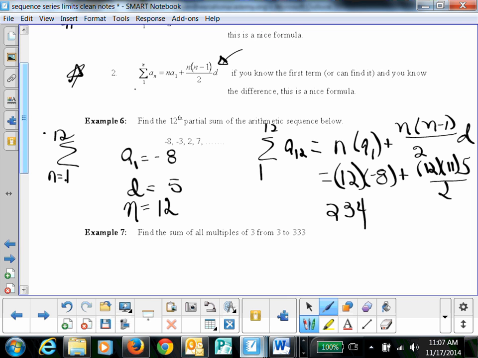Are we good? Okay, this next one is a little bit interesting. You really got to read this. What's making this question kind of different? It's the sum of multiples of 3. Let's do an example. What's my first term in this sequence? What's my next one? Dot, dot, dot. What's my last term?